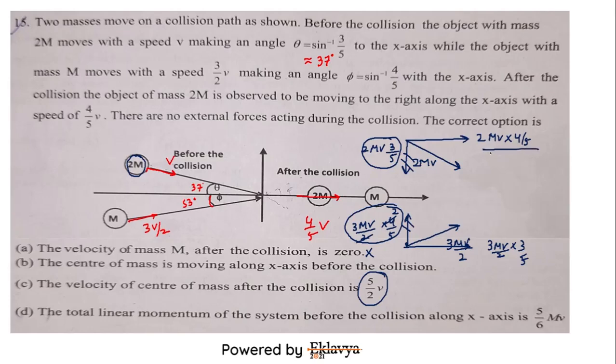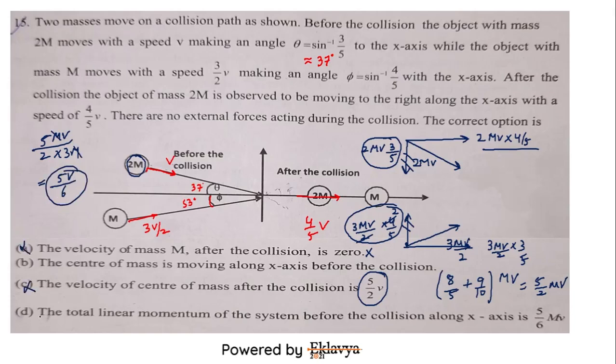So this value is 8 by 5, and this value is 9 by 10. So 8 by 5 plus 9 by 10. Other things are like, that's just mv. So it will become 16 plus 9, 25. 25 by 10. So that's 5 by 2 mv. So that's the momentum. Okay, so 5mv by 2. Now we'll have to divide it with the total mass, which is 3m. So m gets cancelled. So we get 5v by 6. So that's the velocity of center of mass. So this option is incorrect.